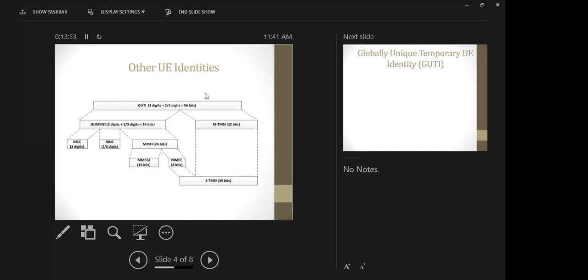Now, this GUTI is a long identity of the UE. A short form of the GUTI is also created for some quick activities, and that is called S-TMSI. People call it TMZ, although it is TMSI. So that uses the M-TMSI part and only the MMEC part, so that forms the S-TMSI. That's a short form of GUTI.